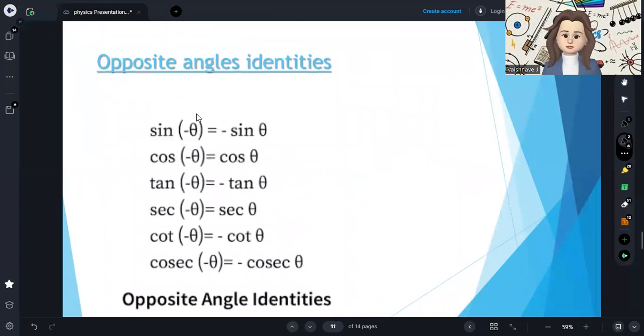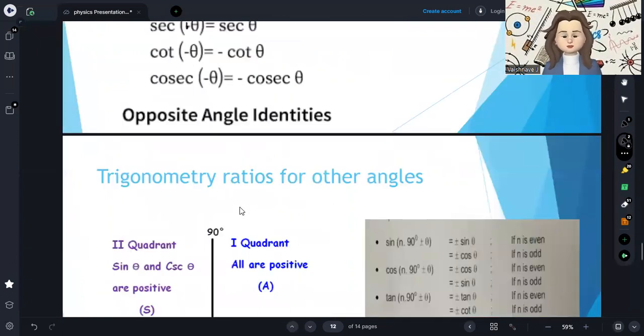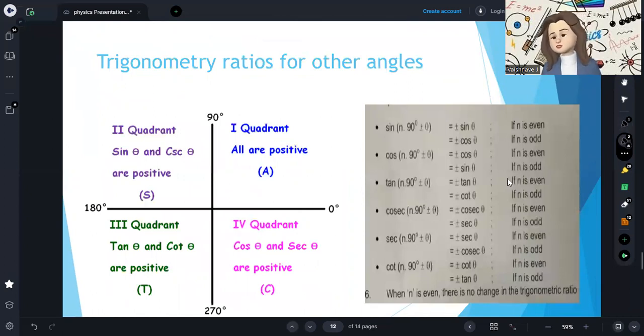Opposite angle identities are nothing but this: if theta is negative, for most ratios, you send the minus to the outside. That's what you get: minus sine theta. But for cos and secant theta, if it's negative, it will become positive. For the rest, the minus sign for theta goes to the outside. Clear? Next, you may want to know why we get minus theta.